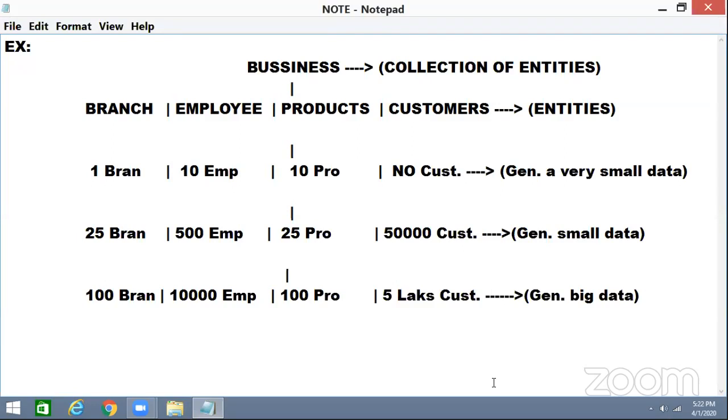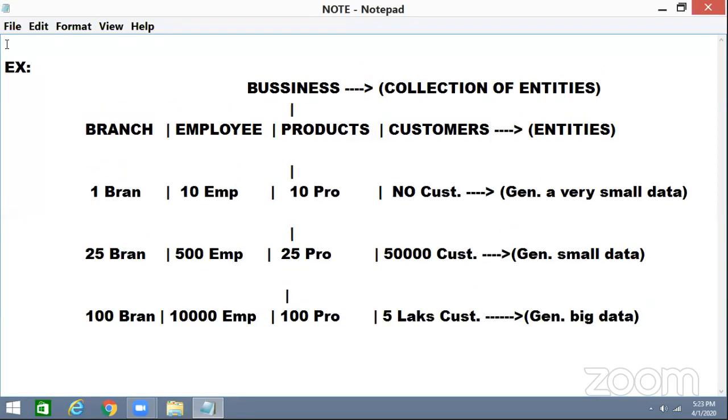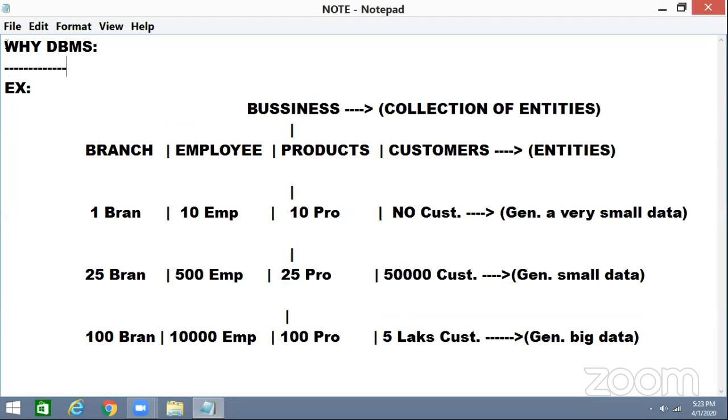Now take this small diagram below, and I already gave a question to you. What was my question? Why DBMS? Now take this complete hierarchy. First take one business, and later some entities, and in these entities I'm taking some values.